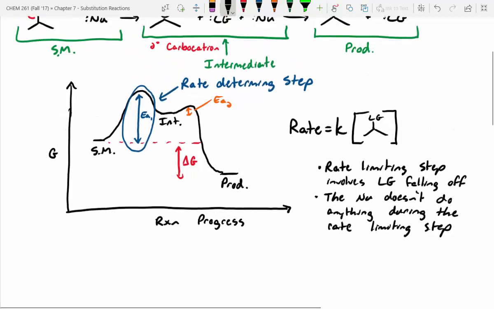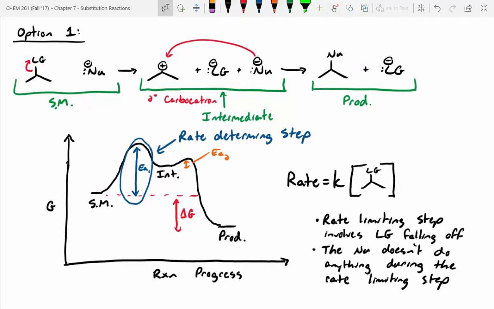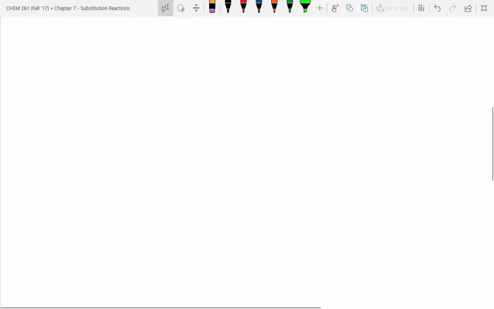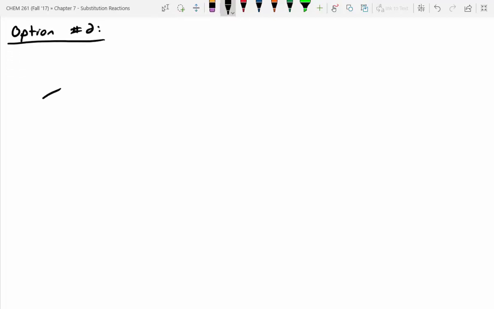Okay, so this was option one. We did a pretty good job of splitting that all apart. Now let's do option two. Okay, with option number two, we're going to do a slightly different mechanism. This time it doesn't involve the leaving group falling off first, but we still need to get to the same products. So if our leaving group isn't falling off first, does anybody have an idea for how we can get straight to our product? The nucleophile attacks, right?